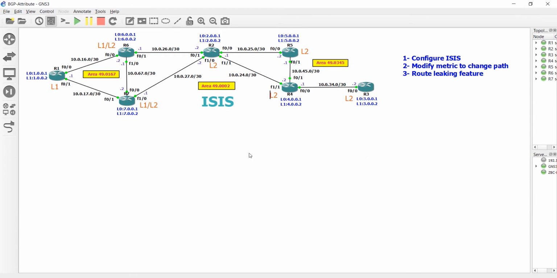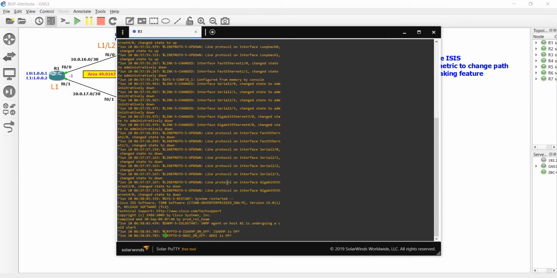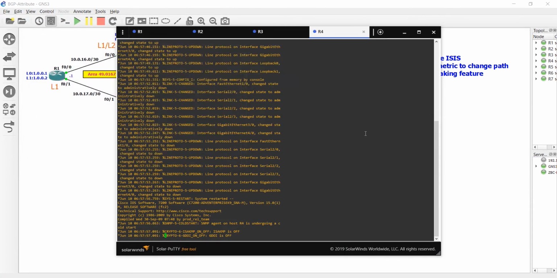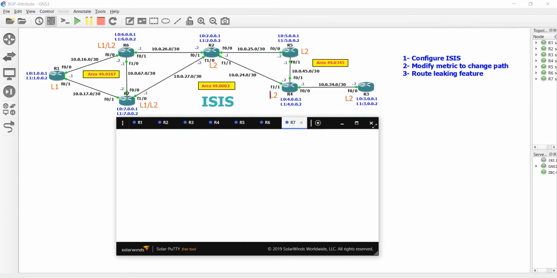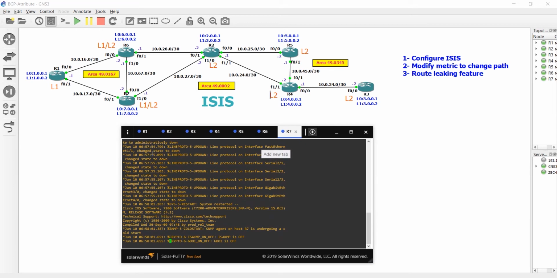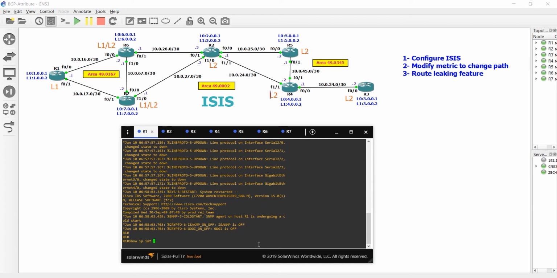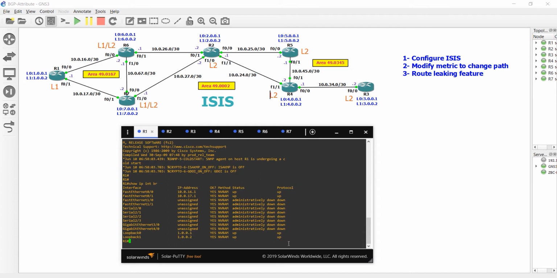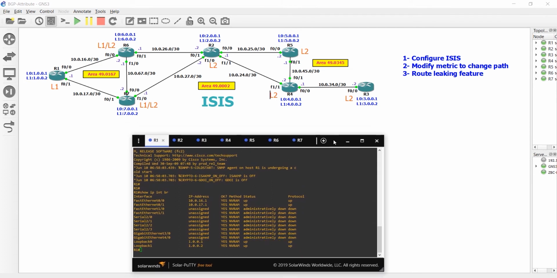Let's start with the topology. I should start all of the routers. We have 7 routers here. Because of lack of time, I have assigned only the interface IP addresses, and you can see here, show ip interface brief. We have 3 areas here. Area 1 for router 1, router 6, and router 7. Area 2 for router 2, and area 3 for routers 3, 4 and 5. 3 areas.